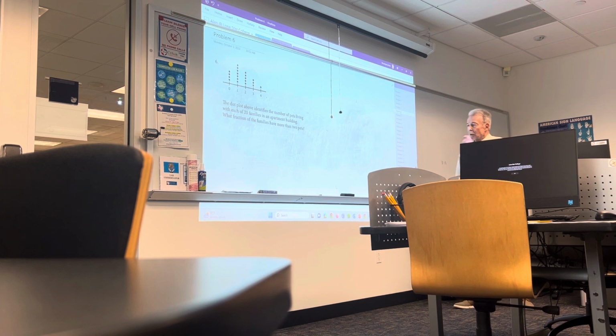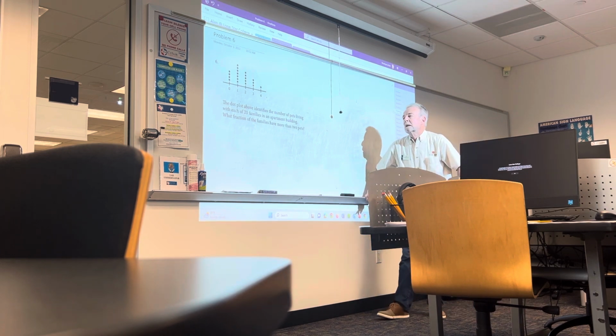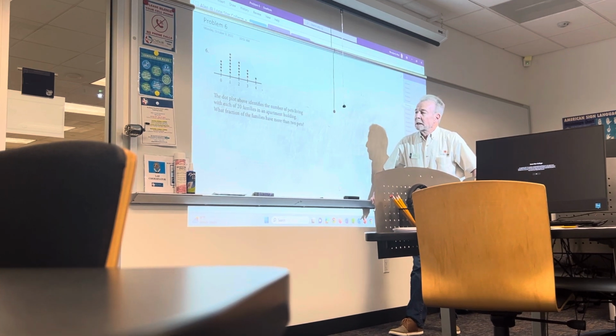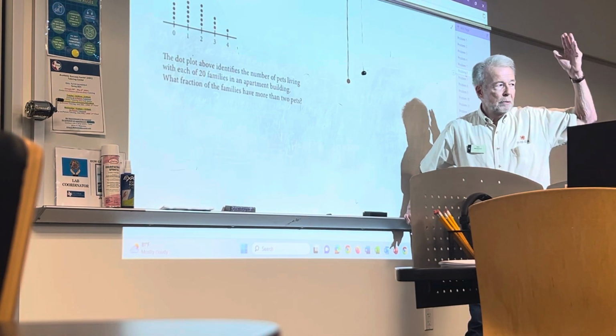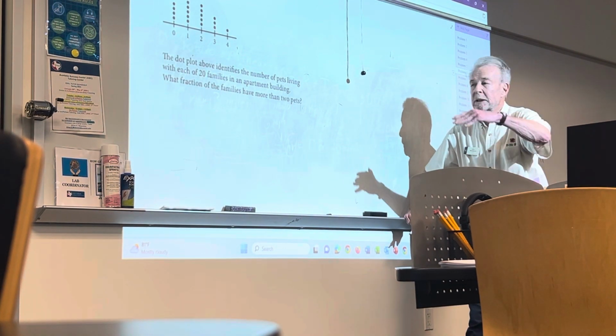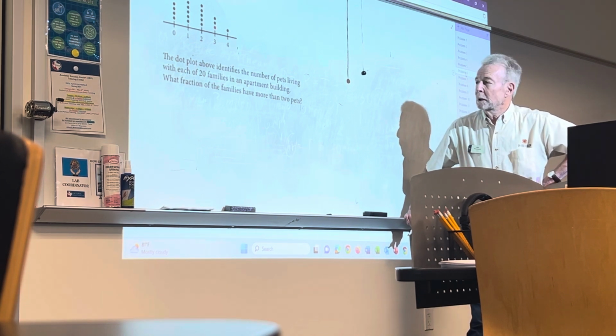Okay, now we have another graph. This one is a little bit confusing, at least it was to me when I first saw it, because you notice it's different from the one where we had the customers Monday through Thursday. Everything was labeled, you know, number of customers, number of days of the week. This one, it just has dots and numbers. So what's going on here?